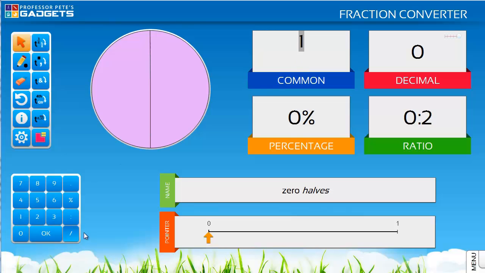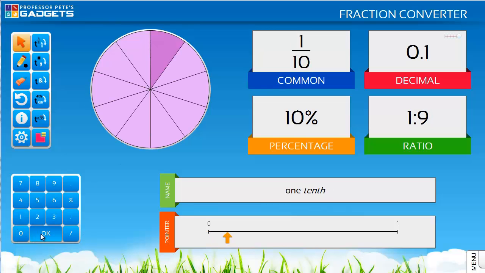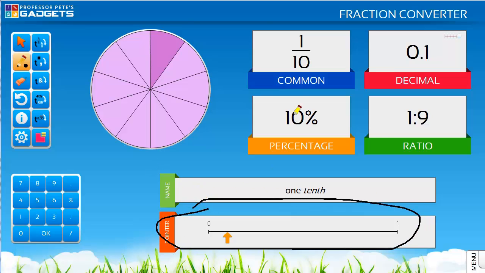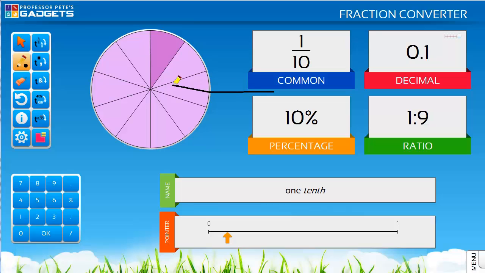The fraction converter software shows the different ways fractions can be shown. Many students struggle with the idea that a common fraction has a corresponding decimal fraction, a percentage, and a ratio, all of which are fractions that can be placed on a number line between 0 and 1. This software links all of these forms together with a picture of the common fraction and its fraction name.